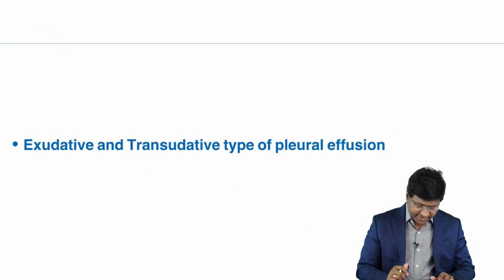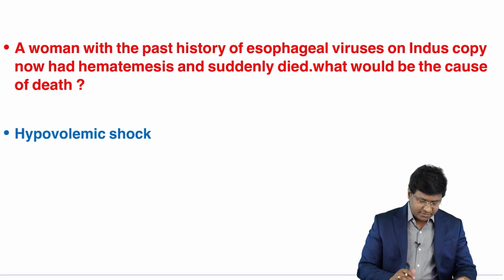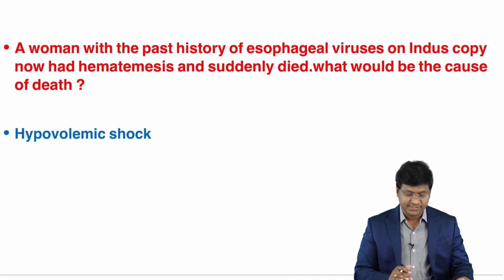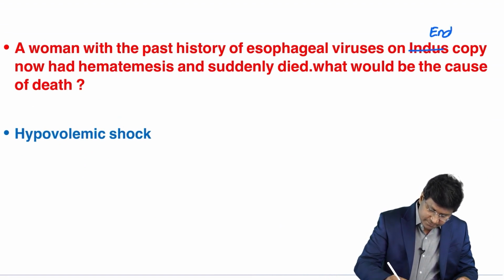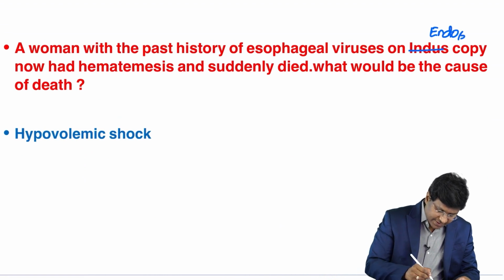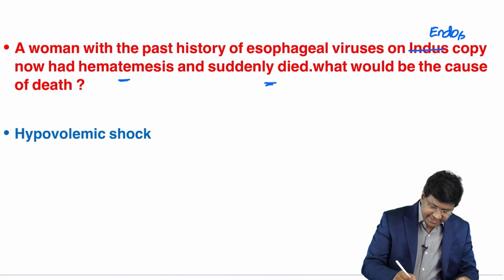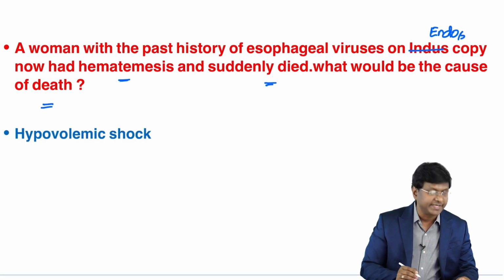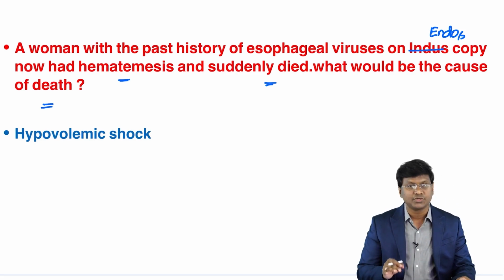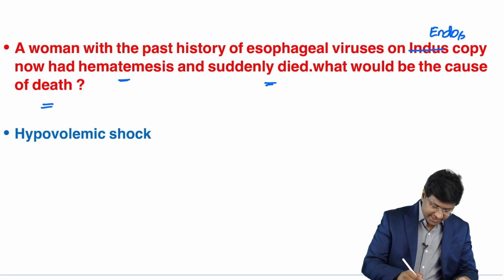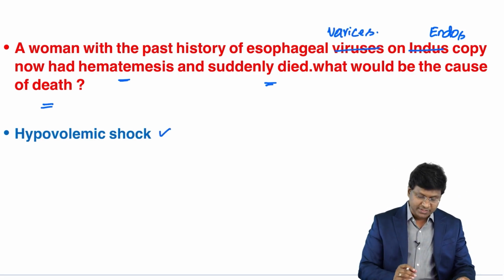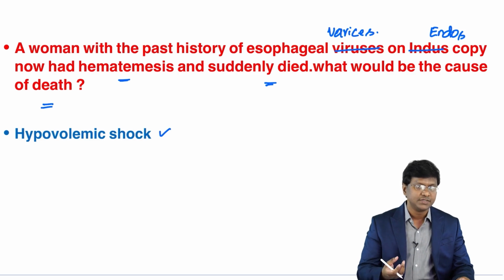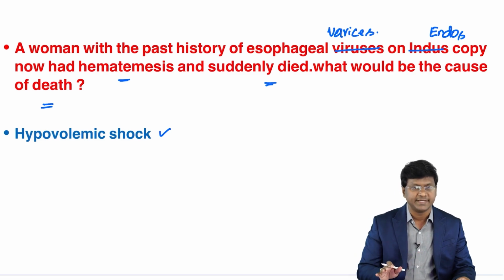And there was one more clinical scenario. A woman with a past history of esophageal varices on endoscopy now had hematemesis and suddenly died. What would be the cause of death? The answer among the options given is hypovolemic shock. Because of excessive increase in pressure within the esophageal varices, they might have ruptured, causing severe hematemesis, making the individual land up in hypovolemic shock and death.